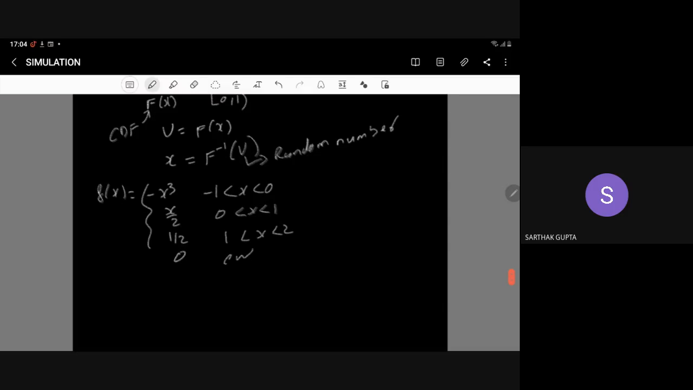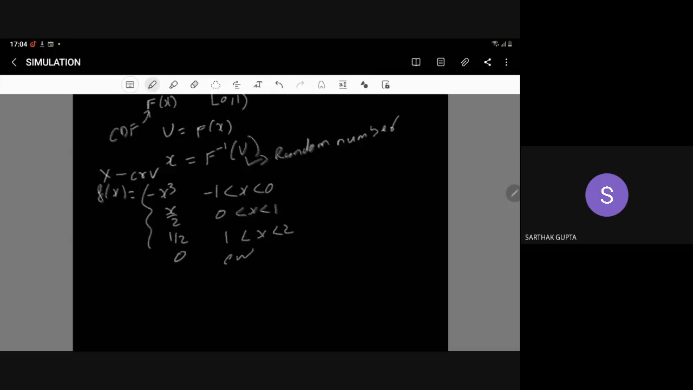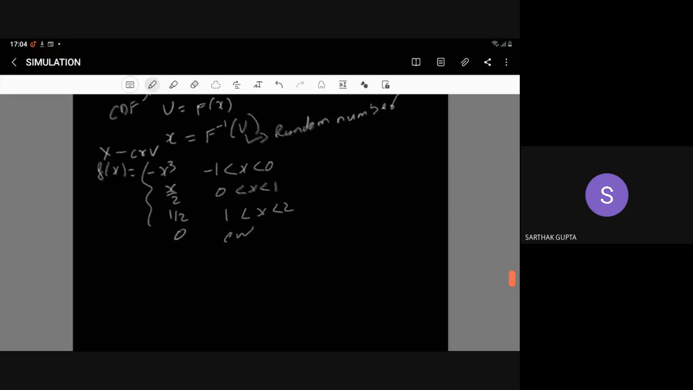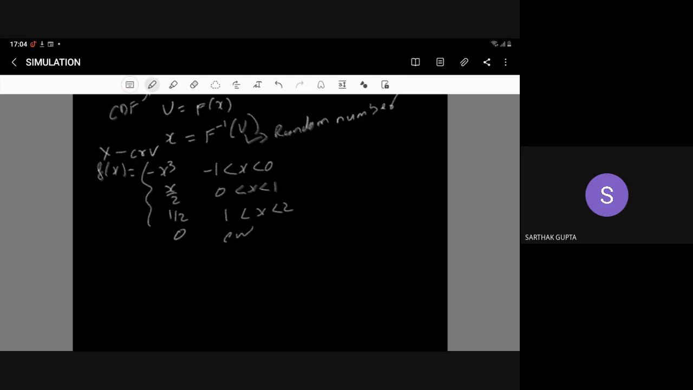So, X is a continuous random variable having the following probability distribution. Is the black background okay? Black background is okay. Yes, sir.